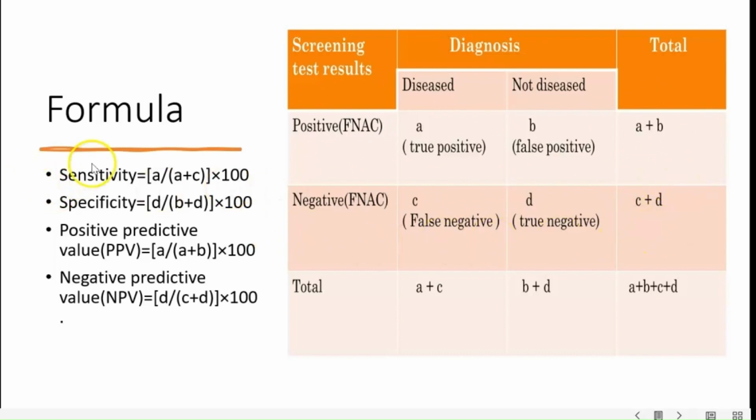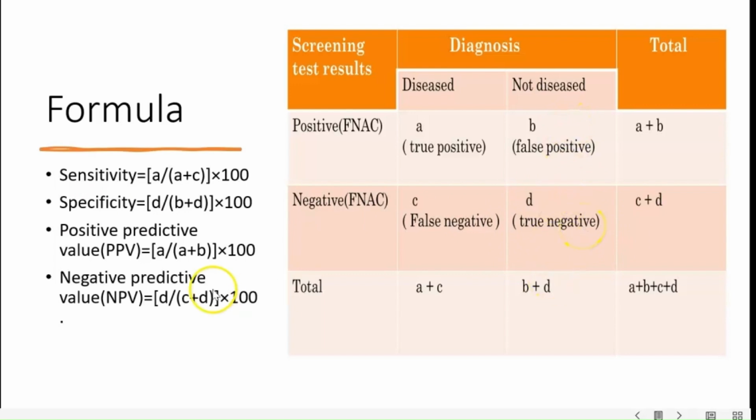So what was the sensitivity? It is the proportion of individuals who are truly positive. So this is the diseased column. Truly positive is A. So it will be A upon A plus C into 100. Specificity was the proportion of true negatives. So this is your true negative. It will become D upon B plus D into 100.